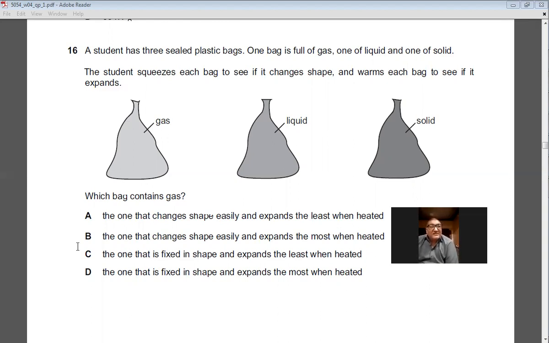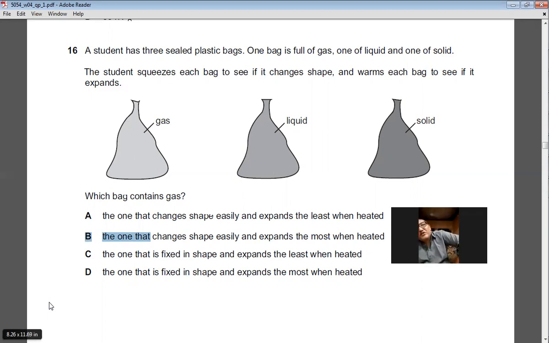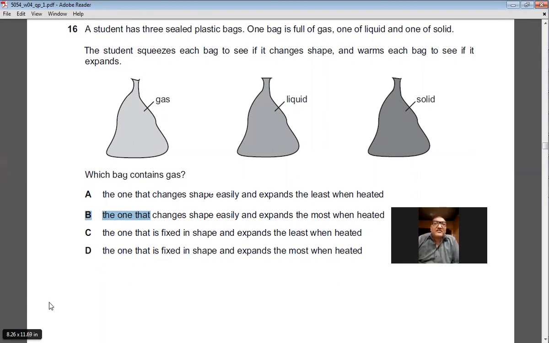This is the answer. The one that is fixed in shape, that cannot be because gas does not have a fixed shape. The one that is fixed in shape is also not possible. So B is the right answer. Question number 16, B is the right answer.